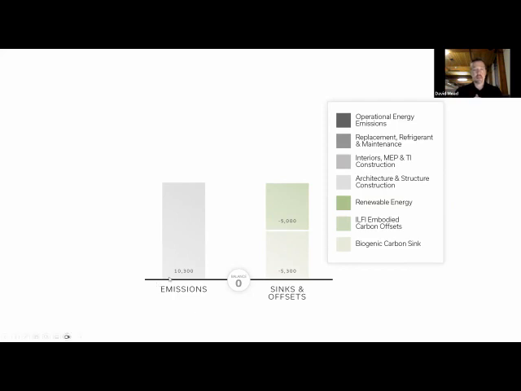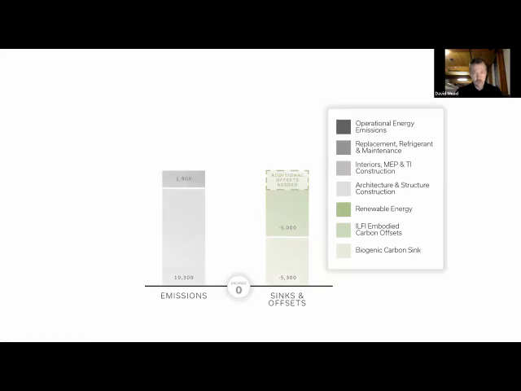So this is looking at, okay, if you had your architectural and structural construction, looking at the biogenic carbon sink and carbon offsets, so trying to get to zero with just the architecture and structural. A lot of third-party certifications look at net zero in this way at the moment. When you build in the interiors, MEP, and TI, it changes. All of a sudden you need additional offsets or additional sequestration on site to balance that out.